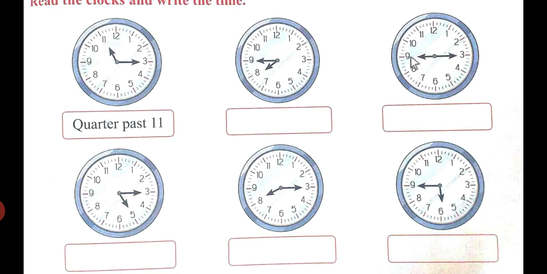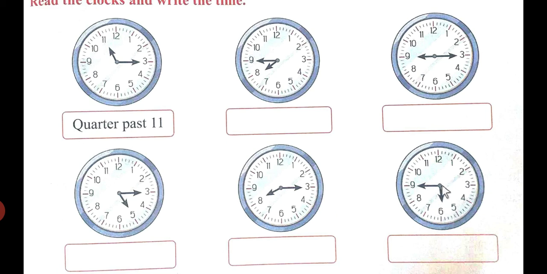Here you can see the hour hand is at 9 and the minute hand is at 3. So you can say 9:15. Here you can see that the hour hand is at 5 and the minute hand is at 3. So the time on the clock is 5:15. Here the hour hand is at 8 and the minute hand is at 3. So you can say 8:15.